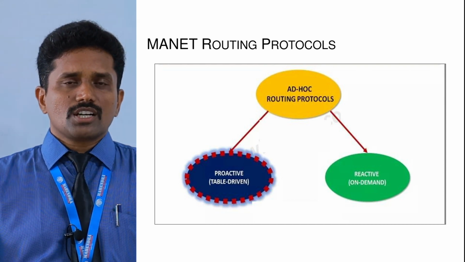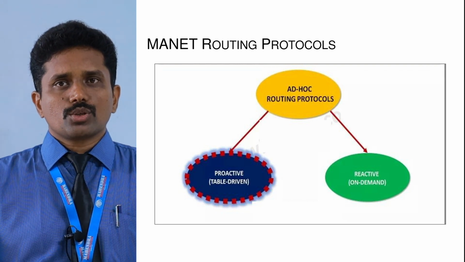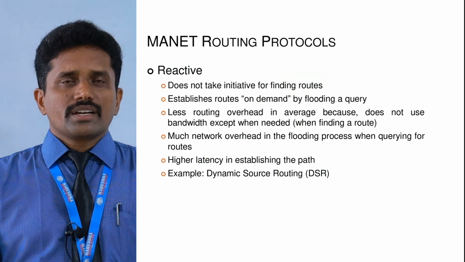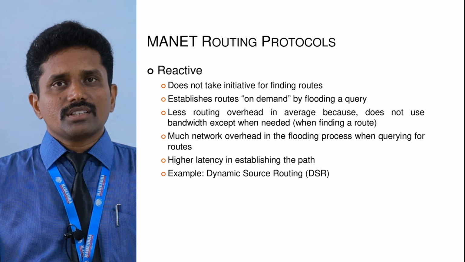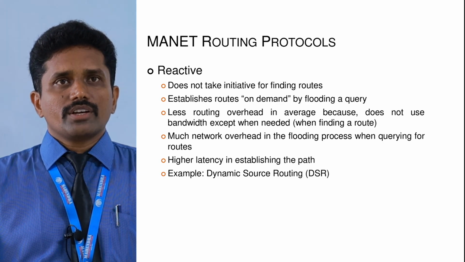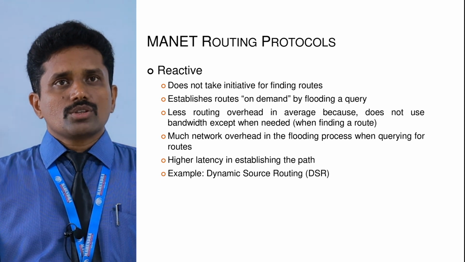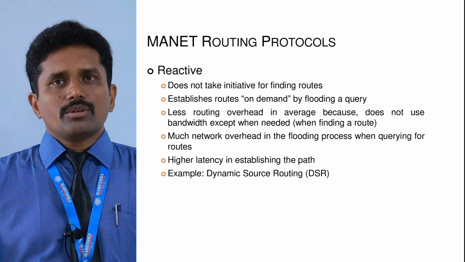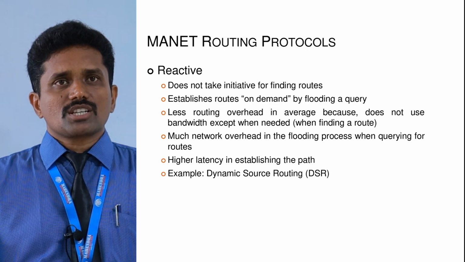This proactive protocol is also known as table-driven protocols, and reactive protocols are also known as on-demand protocols. Reactive protocols, as the name indicates, react: whenever routing is required, whenever data needs to be transferred in the network, then the routing will be established. It does not take the initiative to find routes, so no prior established route will be there. It establishes routes on demand by flooding a query. Whenever the route is required, the route will be established.